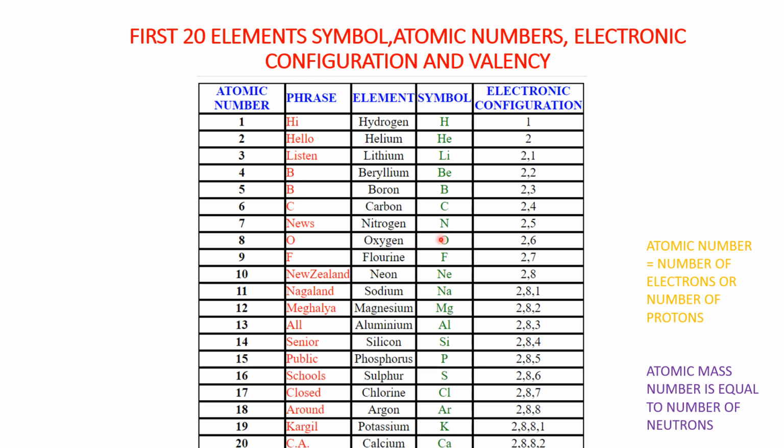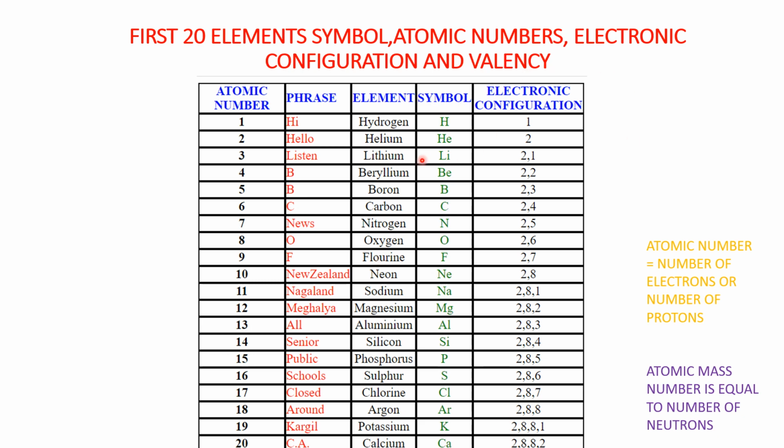Likewise, for oxygen, O; fluorine, F; neon, Ne; sodium, Na; magnesium, Mg; aluminium, Al; silicon, Si; phosphorus, P; sulfur, S; chlorine, Cl; argon, Ar; potassium, K; calcium, Ca. These were the first 20 elements from hydrogen to calcium.